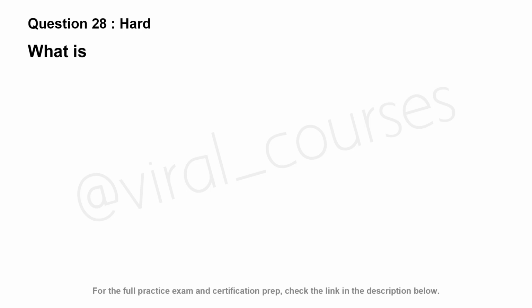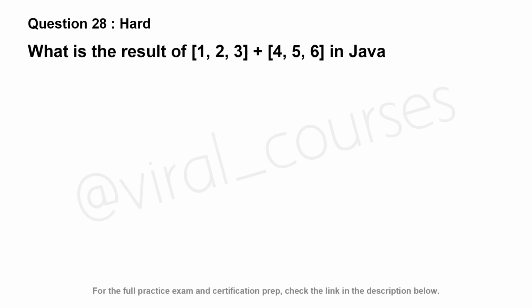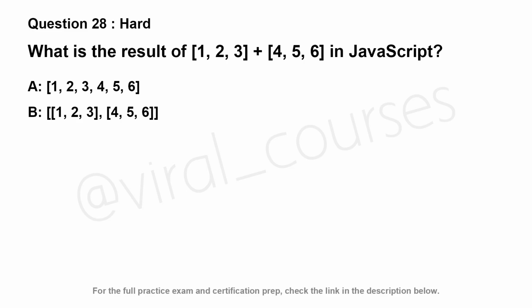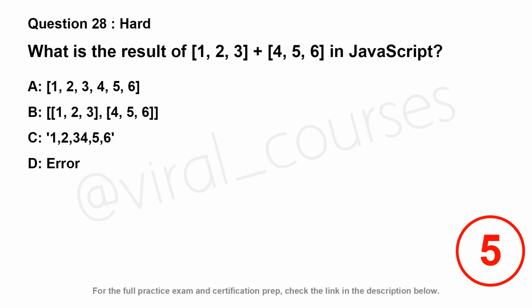What is the result of [1, 2, 3] + [4, 5, 6] in JavaScript? Option A, [1, 2, 3, 4, 5, 6]. Option B, [1, 2, 3, 4, 5, 6]. Option C, "1,2,34,5,6". Option D, error.